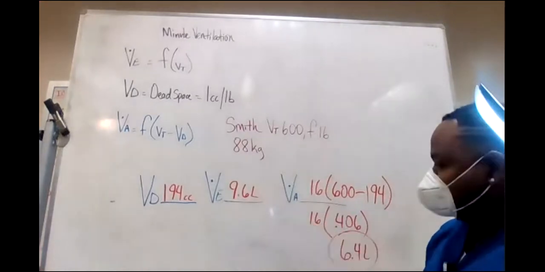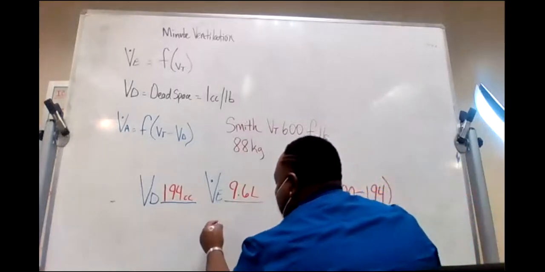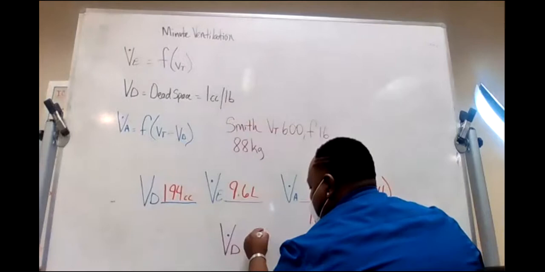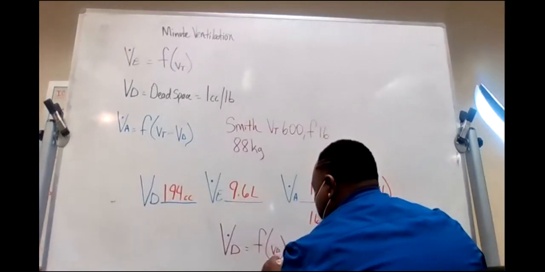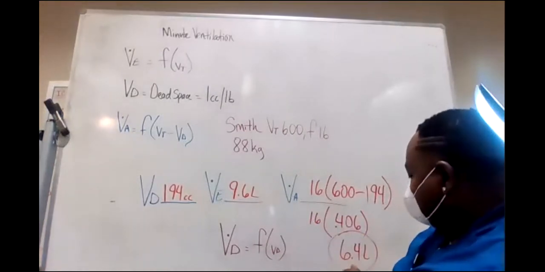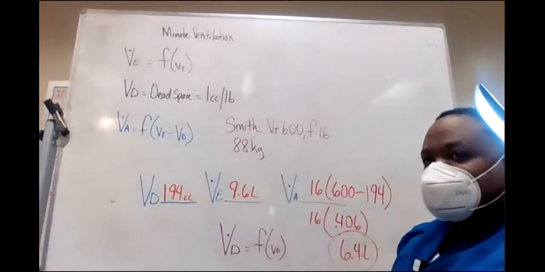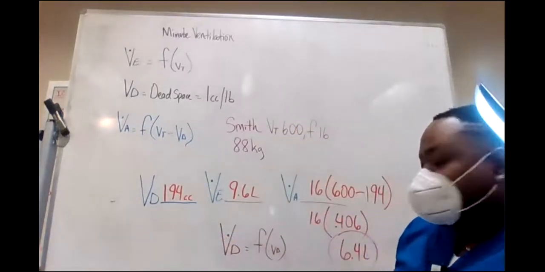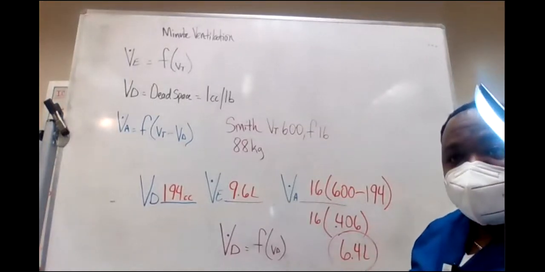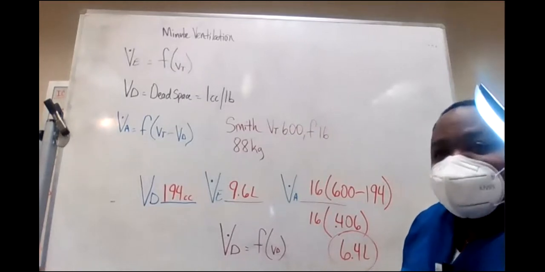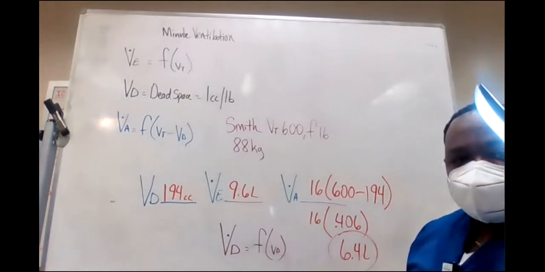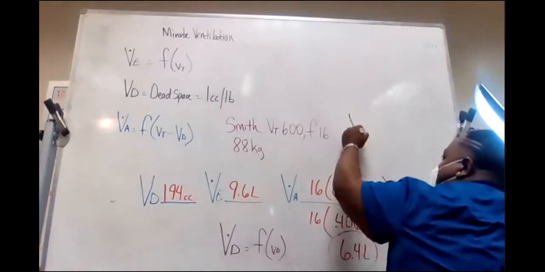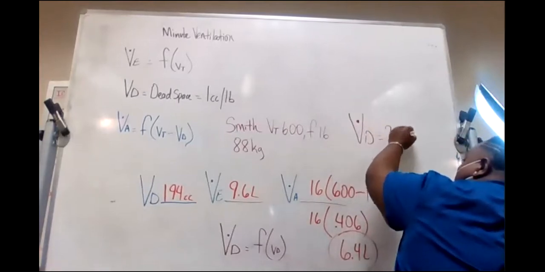Right? So, knowing this, there's one more component called the dead space minute ventilation, and that is the frequency times the dead space. Or you can just subtract 6.4 from 9.6, and that'll give you your dead space minute ventilation. The whole thing, guys, is 9.6, but only 6.4 is actually participating in gas exchange. So the rest of it is wasted. How much is the rest of it? You just subtract. 3.4. So my dead space minute ventilation will be 3.4 liters.